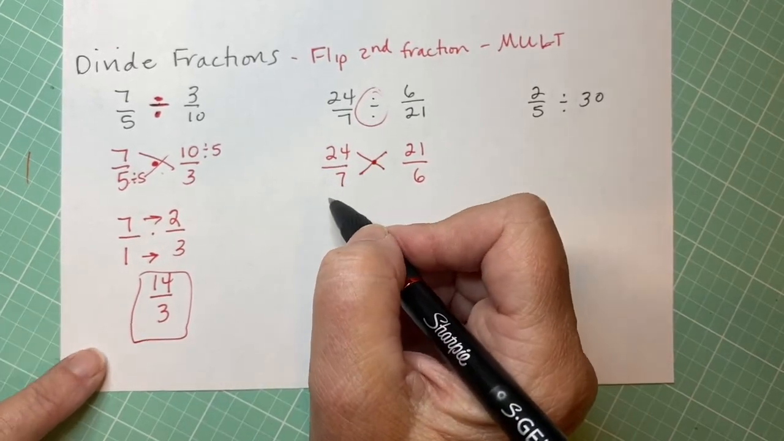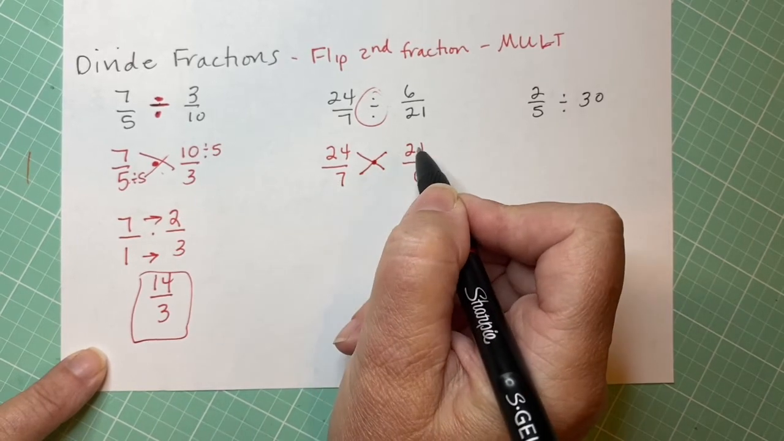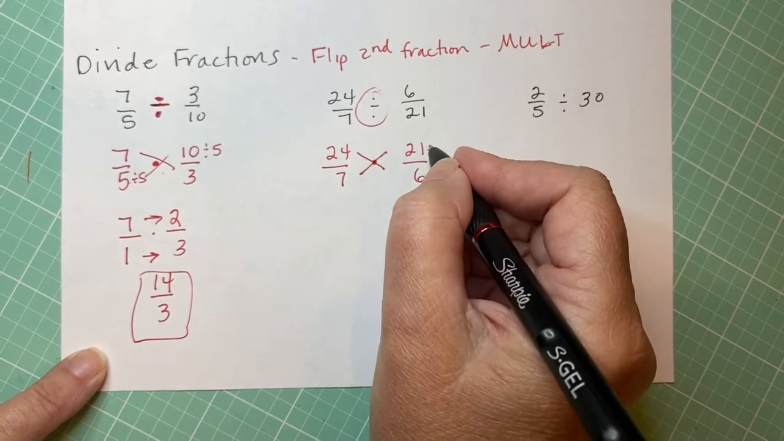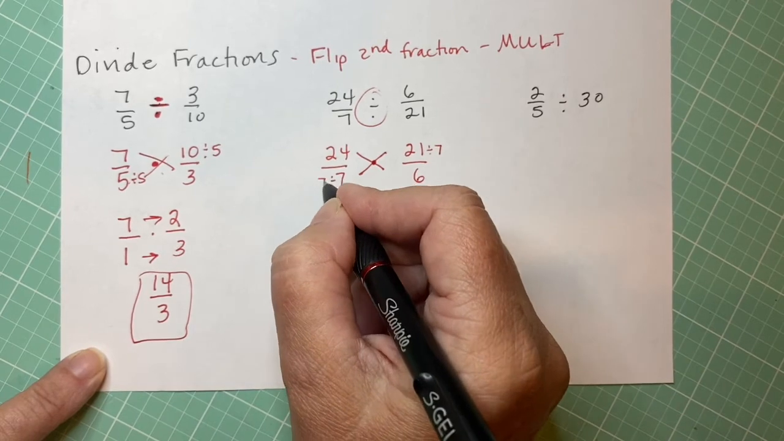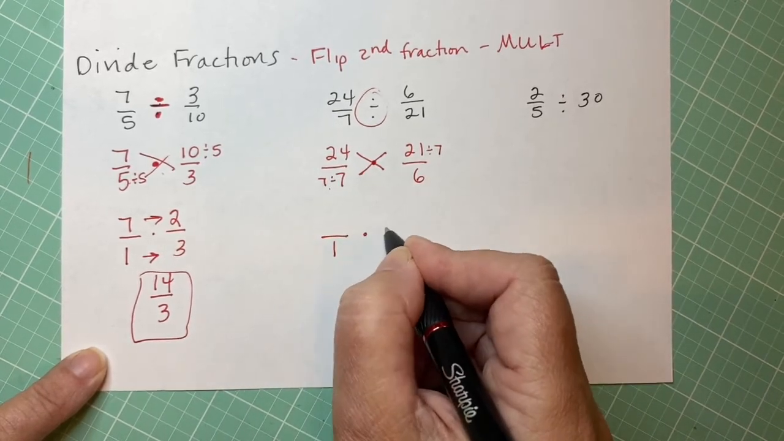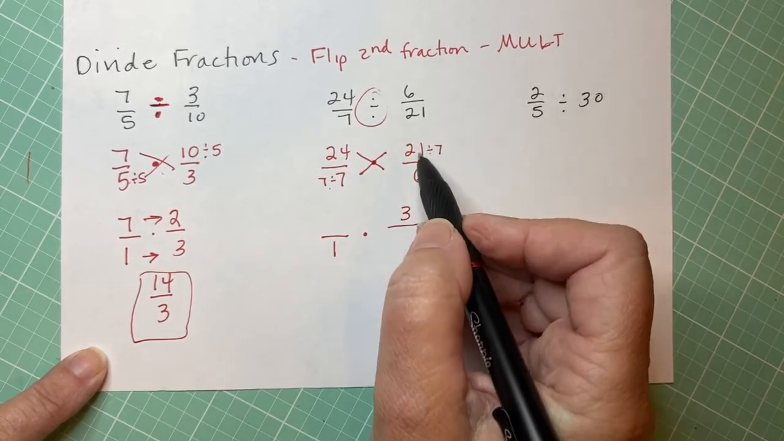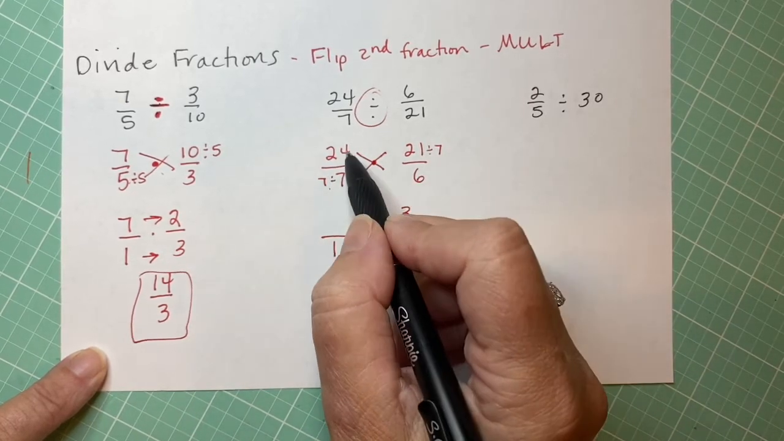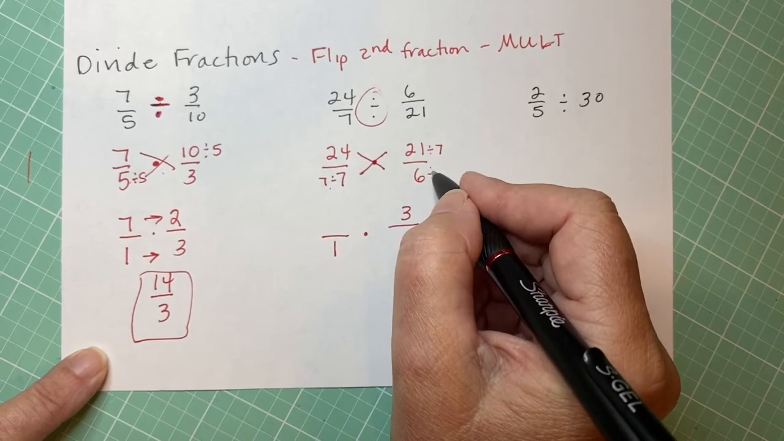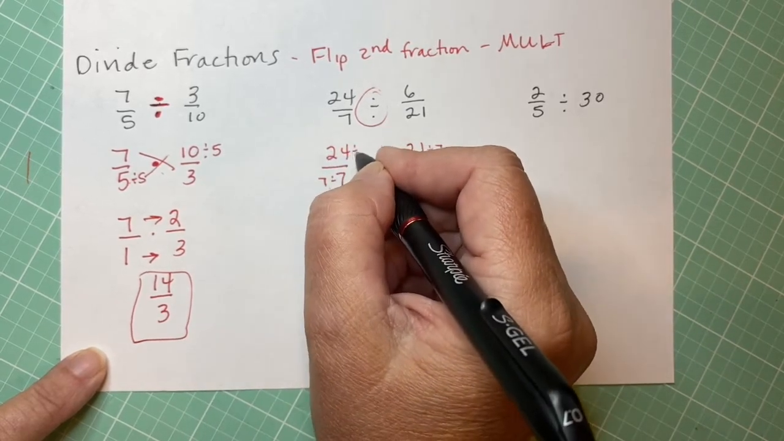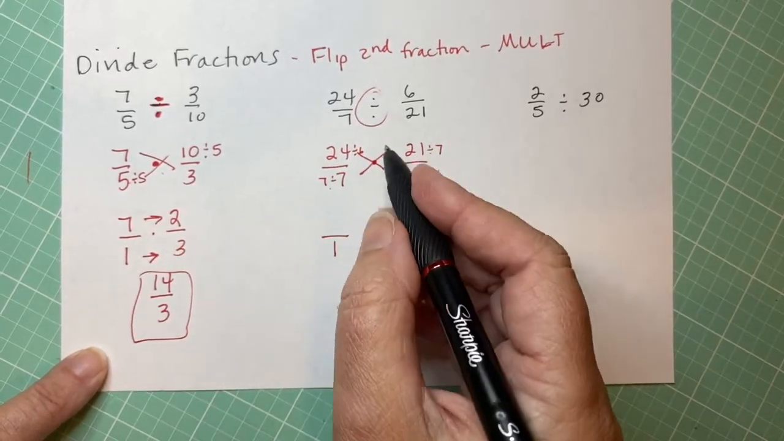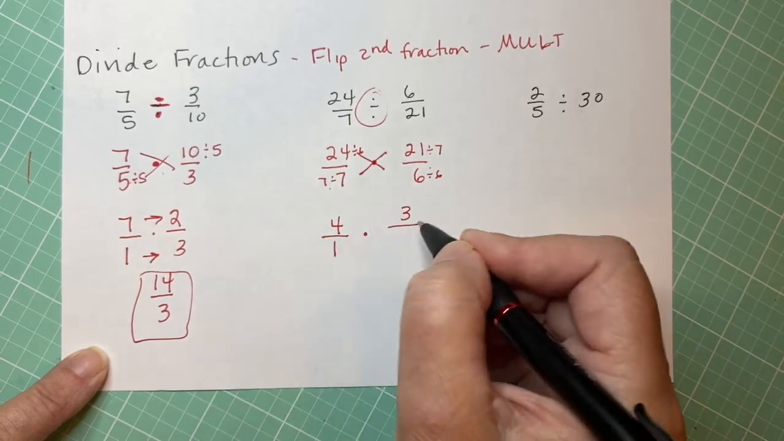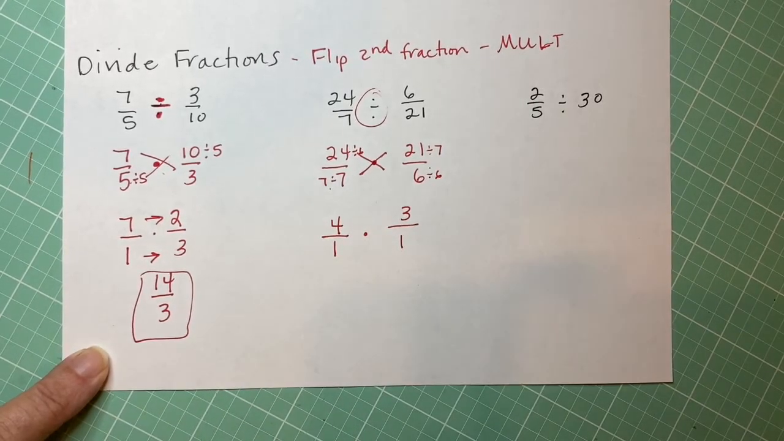and so let's look on this diagonal. Will 7 divide into 21? Yes, so we're going to divide them both by 7. So that leaves a 1 on the bottom and a 3 on the top, because 21 divided by 7 is 3. Then we're going to look on this diagonal. Will 6 go into 24? Yes, so we're going to divide both of these by 6. So 24 divided by 6 is 4. 6 divided by 6 is 1.